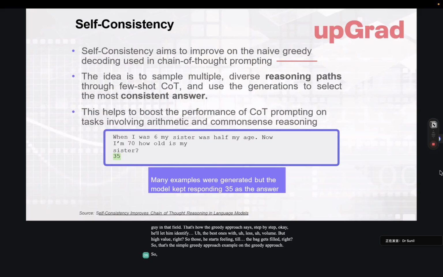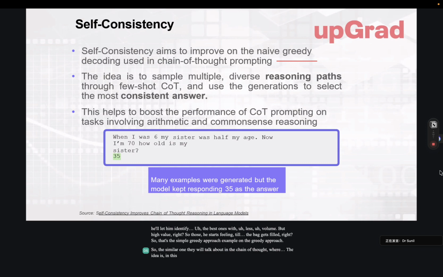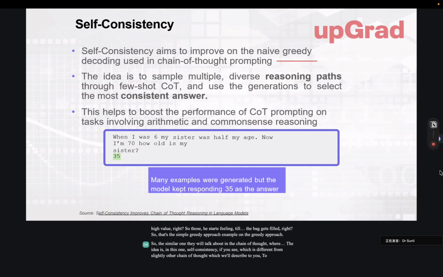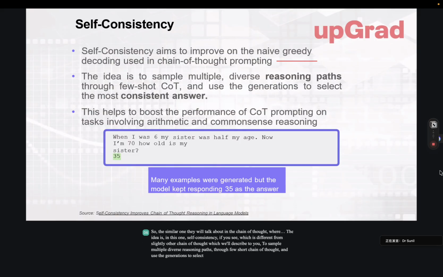So the similar one they will talk about in the chain of thought, where the idea in this one, self-consistency, is slightly different from the other chain of thought, which we will describe to you: to sample multiple diverse reasoning paths through few-shot chain of thought and use the generations to select the most consistent answer. What does that mean? As the name indicates, self-consistency.